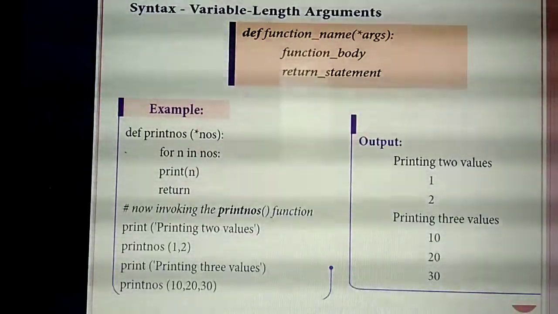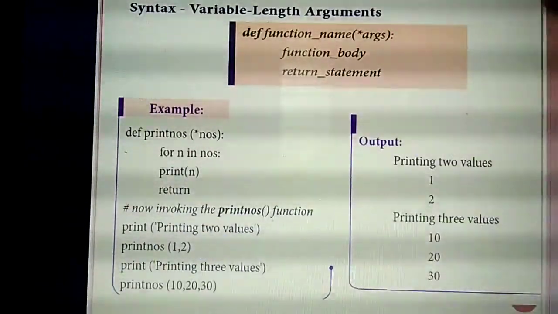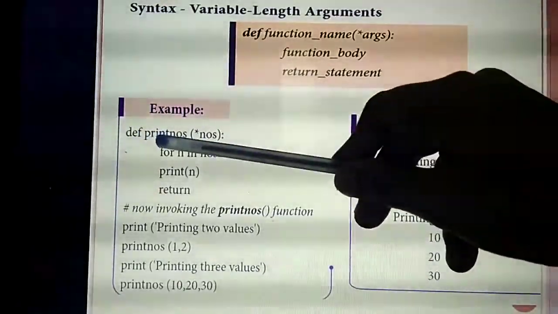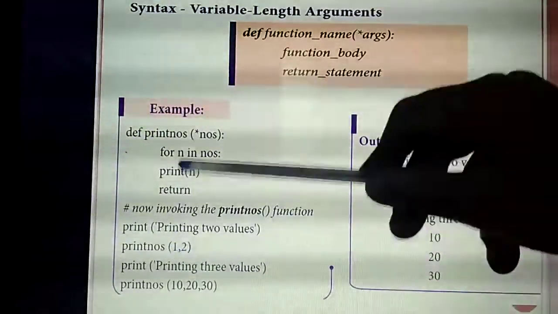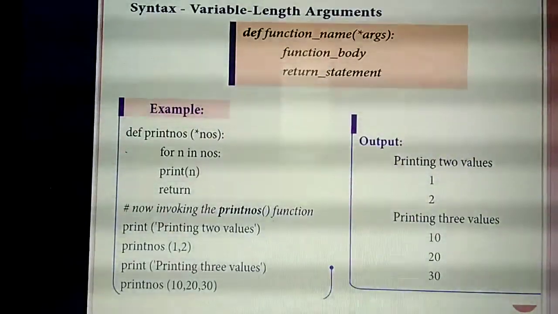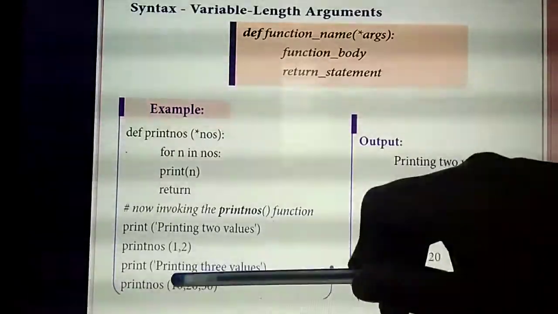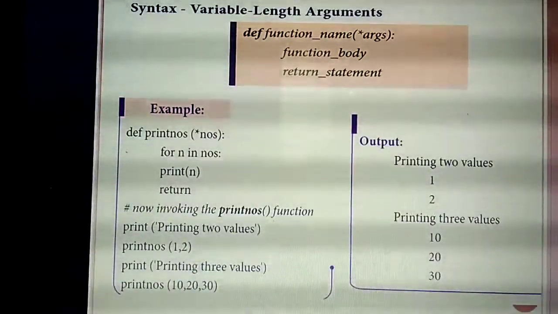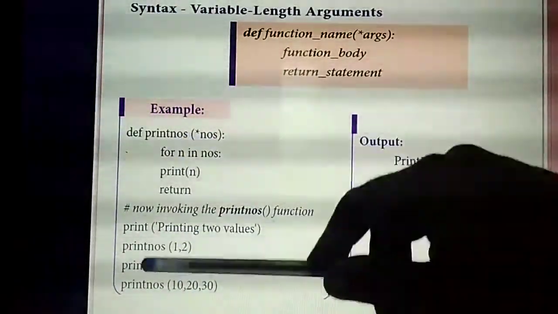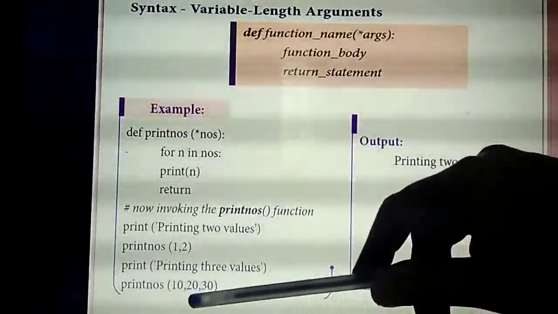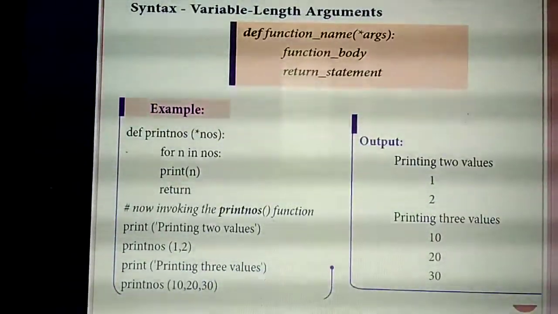Now you are giving some values, printing 2 values. First you are going to print 2 values. So calling the function print numbers, how many values? Any number of values you can give because you are using the asterisk symbol, isn't it? So first you are giving 2 values, 1, 2. Next, again print numbers, here you are using 3 values. So for that, calling the function print numbers with 10, 20, 30.